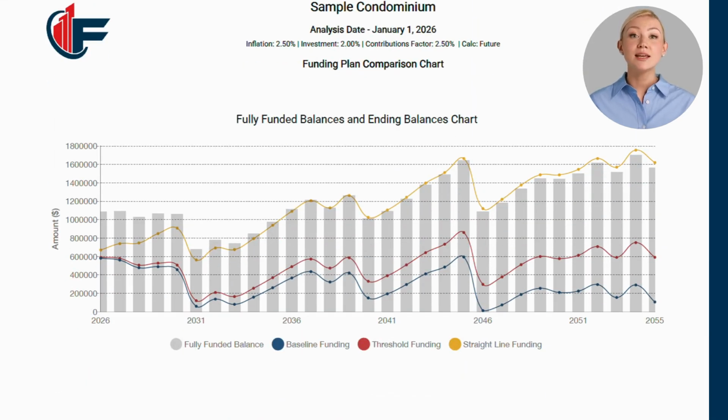The chart on the next page shows how the percent funded for each strategy rises and falls over the 30-year projection, compared to the fully funded level of 100%. Notice that the yellow line, representing the component funding strategy, stays close to 100% throughout the entire projection period.